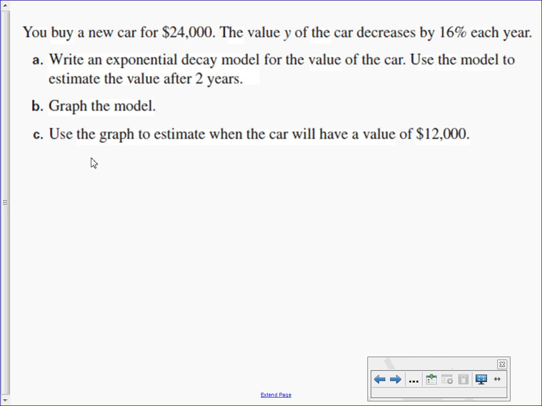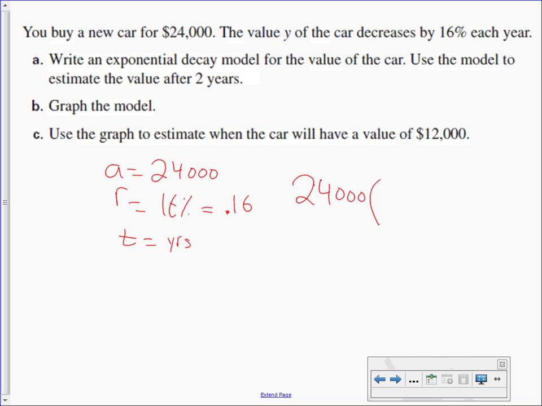So when you go to write out the model, you have to identify what your initial amount is. Your initial amount is 24 grand. Your rate is 16%. So what is 16% as a decimal? And then your T would be your years. They're asking you to write out the actual model: 24 grand times 1 minus 0.16 to the T. What's the 1 in front of 0.16? That's the growth rate. Oh, I'm sorry, the decay rate.